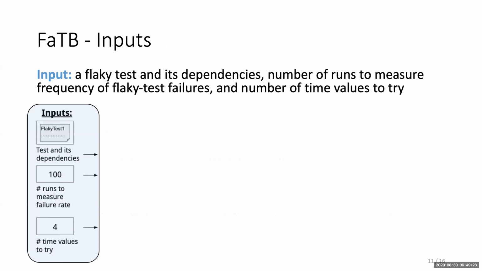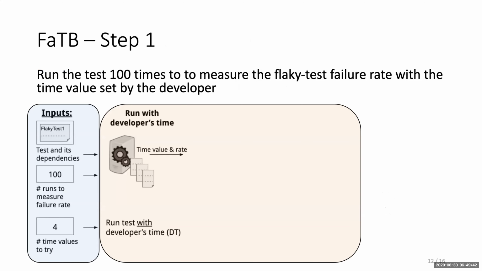So in terms of the input of our approach, we essentially take a flaky test along with its dependencies and the number of runs to measure the frequency of flaky test failures and the number of time values we're going to try generating. In this example, we would actually run the test 100 times to measure the flaky test failure rate for the time value set by the developer.